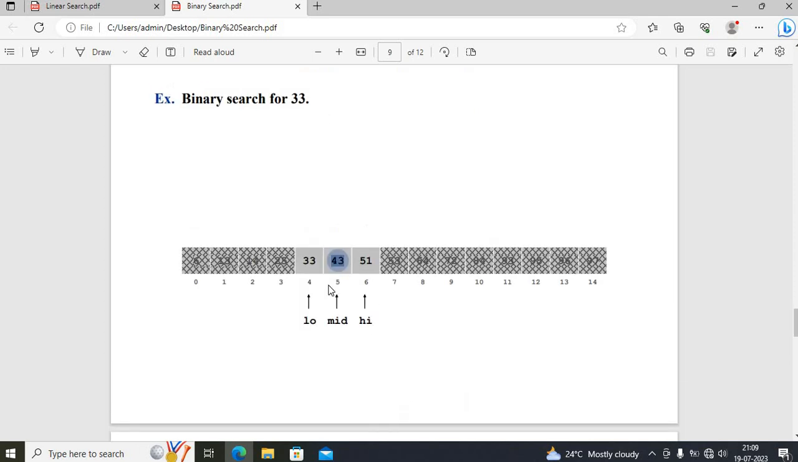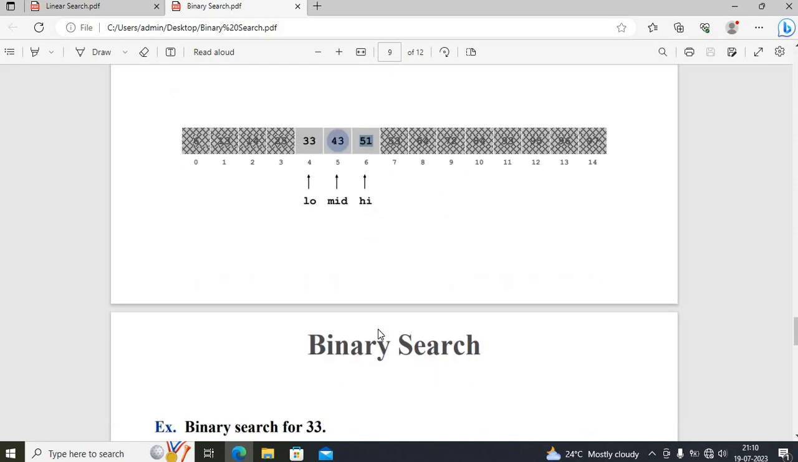So now 33 is lesser than 43. It means that 33 is present in the left portion of 43. Obviously it is not present in the right portion of 43. So we ignore the right portion and consider only the left portion.